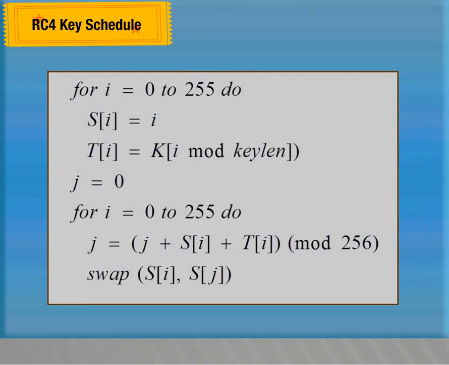For i = 0 to 255 do: S[i] = i, T[i] = K[i mod keylen]. j = 0. For i = 0 to 255 do: j = (j + S[i] + T[i]) mod 256. Swap S[i], S[j].